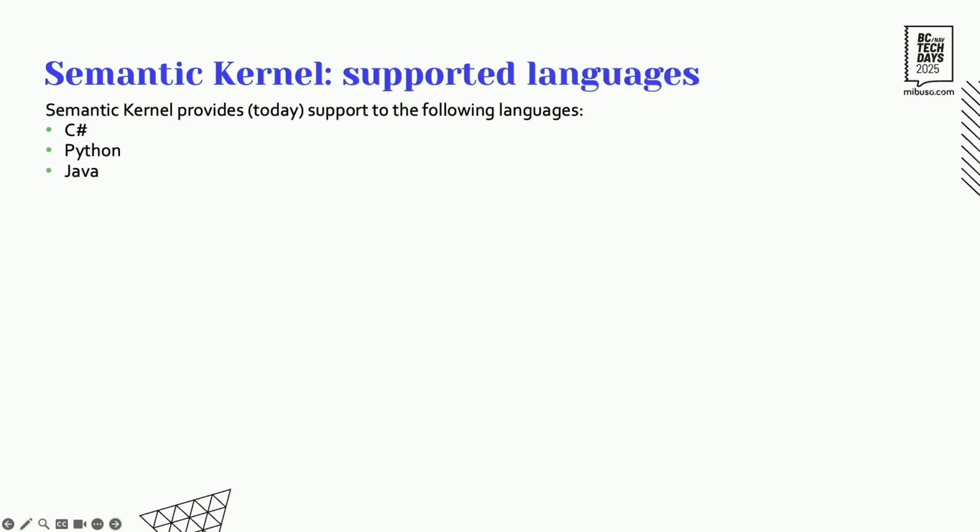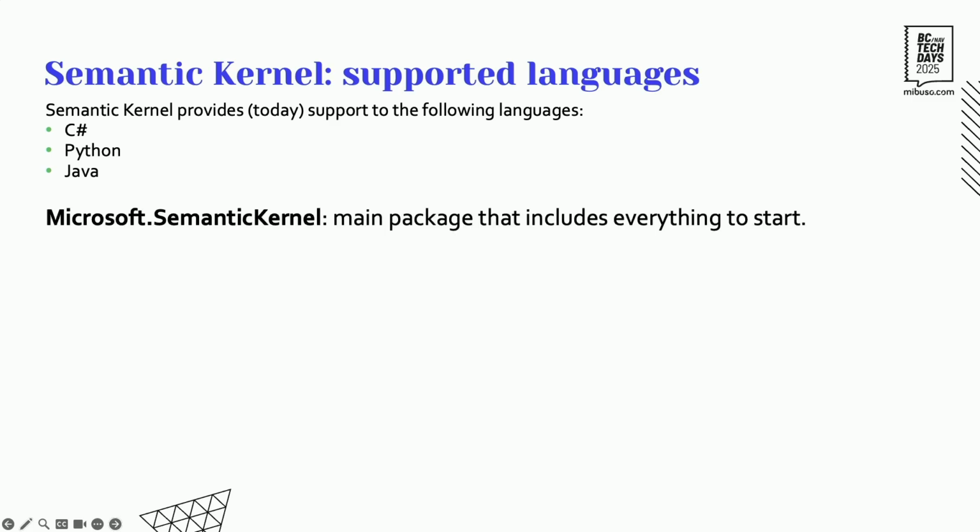So Semantic Kernel, first of all, what languages? At the moment, it supports these languages: C#, Python, and Java can be used in order to create Semantic Kernel components. Today I will use C# for the demo part. Microsoft provides all that you need in these packages. Microsoft.SemanticKernel is available for every supported language. This is the package that contains everything you need to start creating this type of solution.